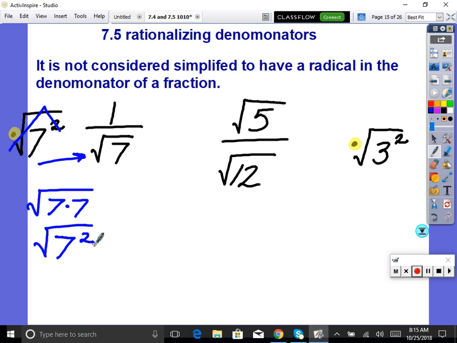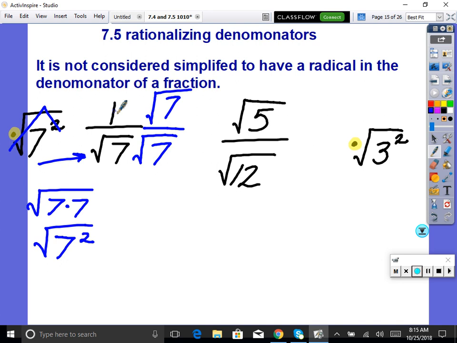How many 7s are under the radical? 1. Don't we need 2? Everyone? So you need one more 7. So you multiply by root 7 to the bottom and the top. You have to do it to the bottom and the top because then look, we're just multiplying by a fancy 1. Timesing by 1 doesn't change the problem.